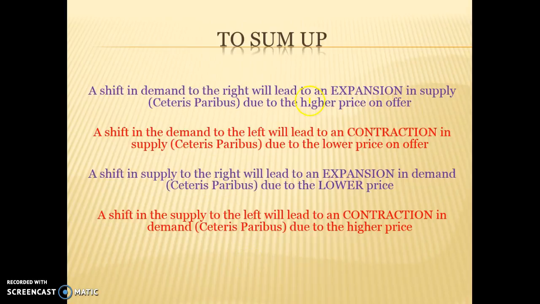To sum up, a shift in the demand to the right will cause an expansion in supply due to the higher price. A shift in the demand to the left will cause a contraction in supply because of the lower price. A shift in supply to the right will lead to an expansion in demand because of the lower price. And a shift in the supply to the left will cause a contraction in demand due to the higher price.